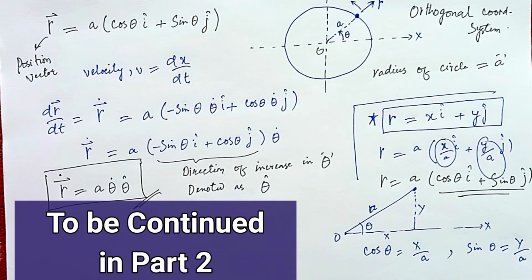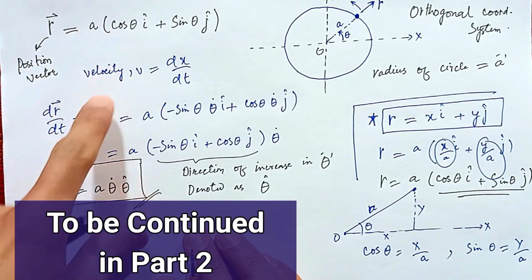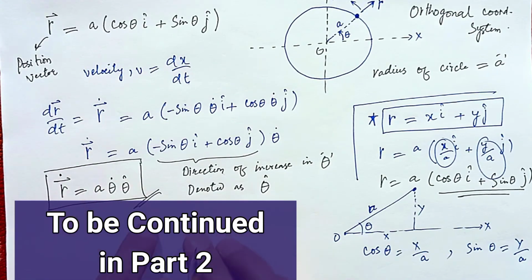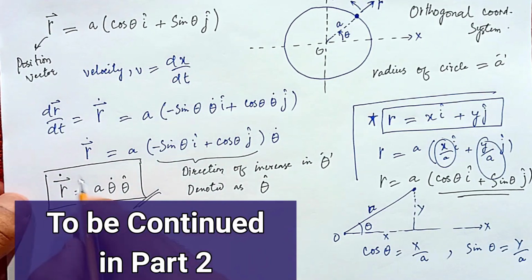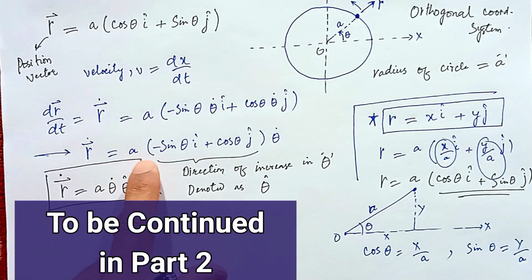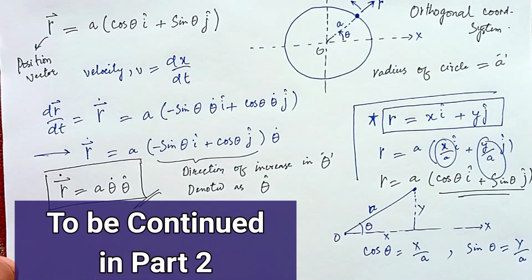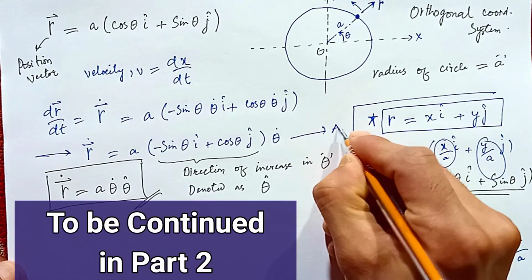Now we have to calculate the acceleration, and acceleration means the double differentiation of position vector. So the first differentiation we got this, now we have to differentiate it again. We will differentiate this very equation again with respect to time. Say this is equation A.